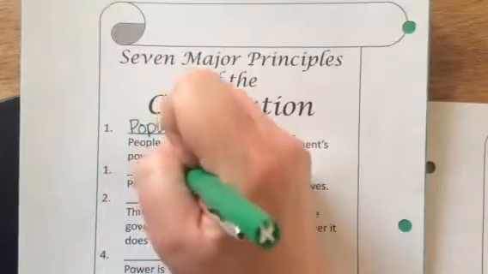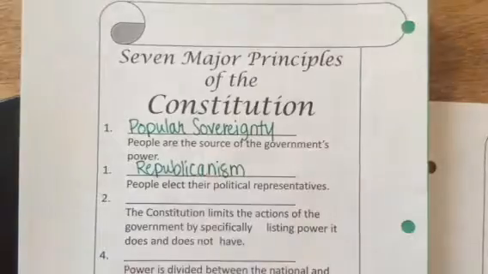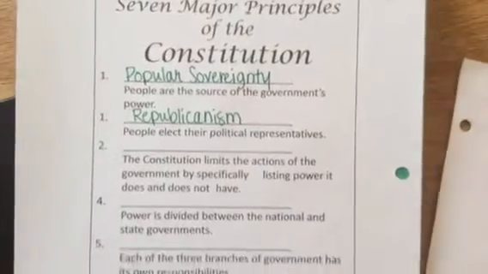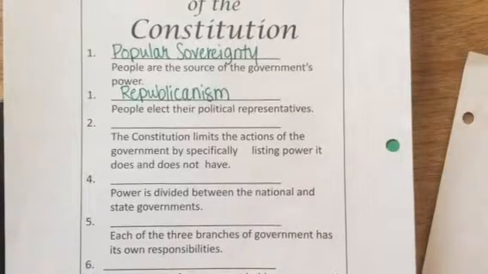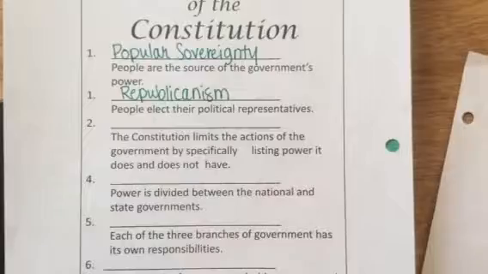Popular sovereignty means that the people are the source of the government's power. Republicanism is where the people elect representatives that stand for them in government and will vote for them in the House, in all different types of government settings. We have representation for that.